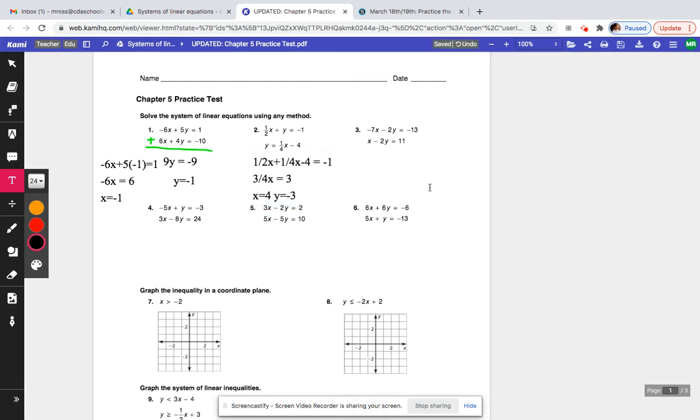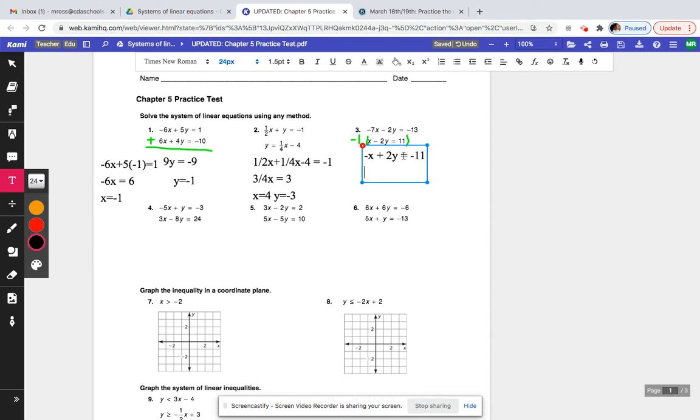Let's do 3. 3 kind of depends. What I would do is multiply the bottom equation by -1, or you could do the top. What that's going to do is our bottom equation is going to become -x plus 2y is equal to -11. And so now we can add our equations together.